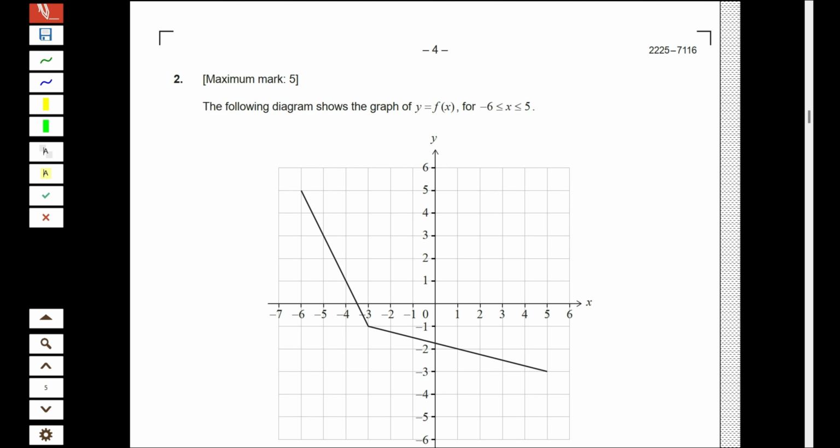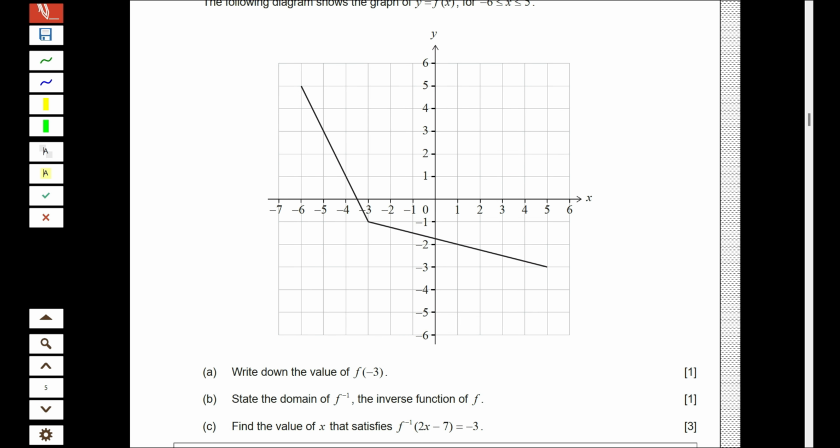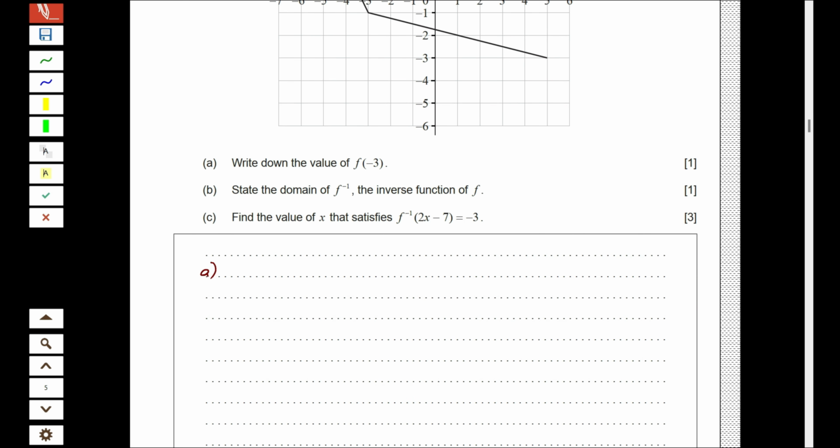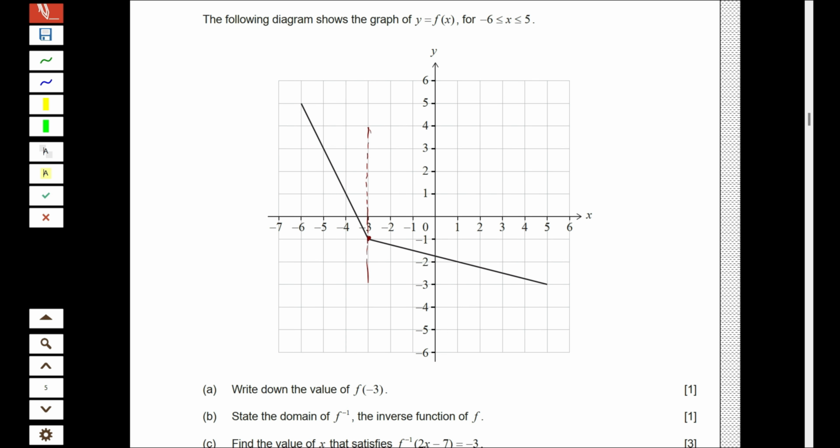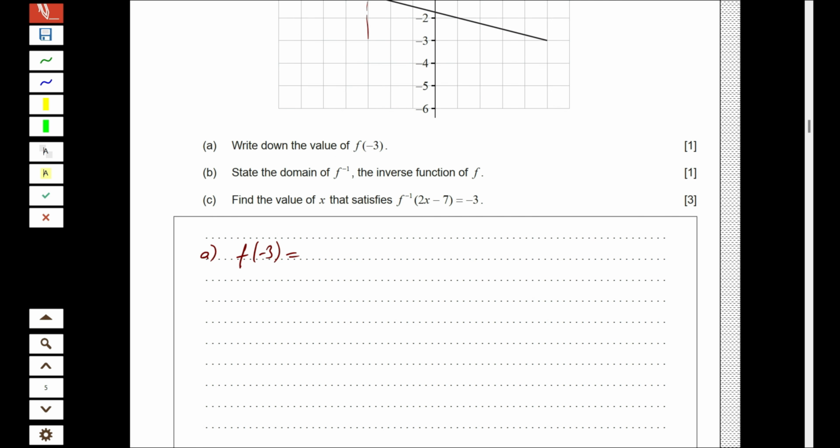Question 2. The following diagram shows the graph of f of x between -6 and 5. This is the domain, right? It asks for f of -3. So we go to the graph and draw a vertical line from -3 on the x-axis, and where it intercepts the graph, we are looking for the y coordinate of this point. So this is -1.